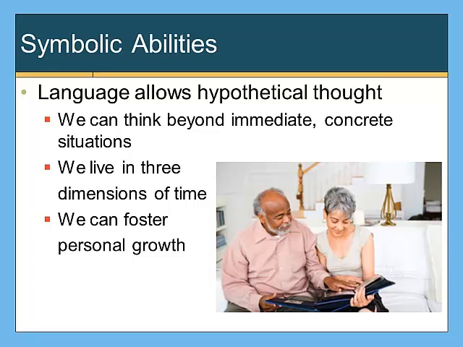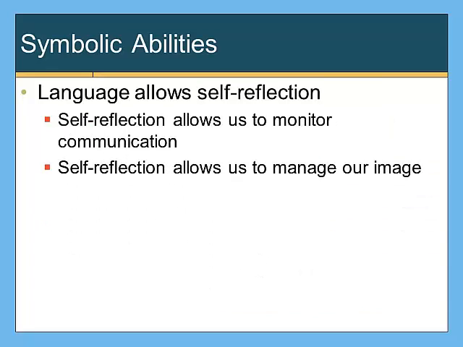So language also allows for self-reflection. So just as we use language to reflect what goes on outside of us, we can also use it to reflect what's going on inside of us. Okay, so there's two sides to the self. First, there's the I, which is the spontaneous creative self. This is the one that acts impulsively in response to the inner needs and desires, regardless of the social norms.